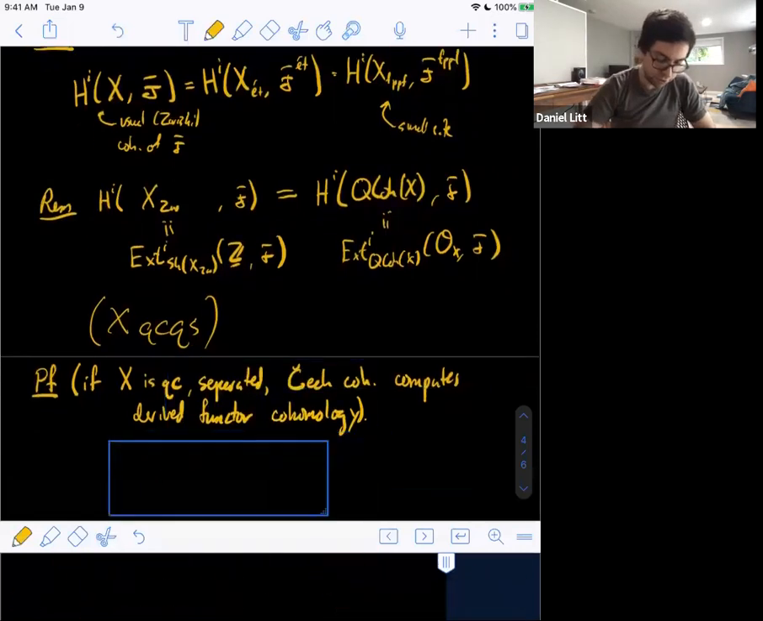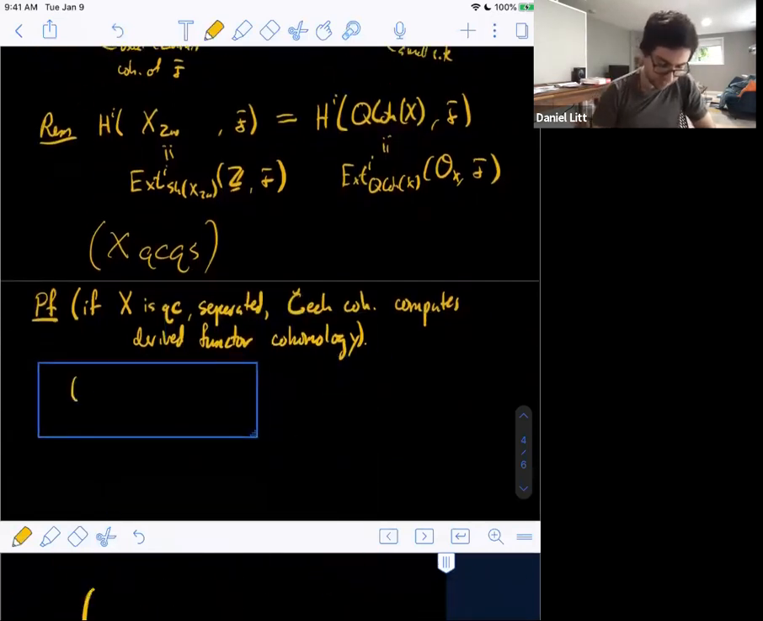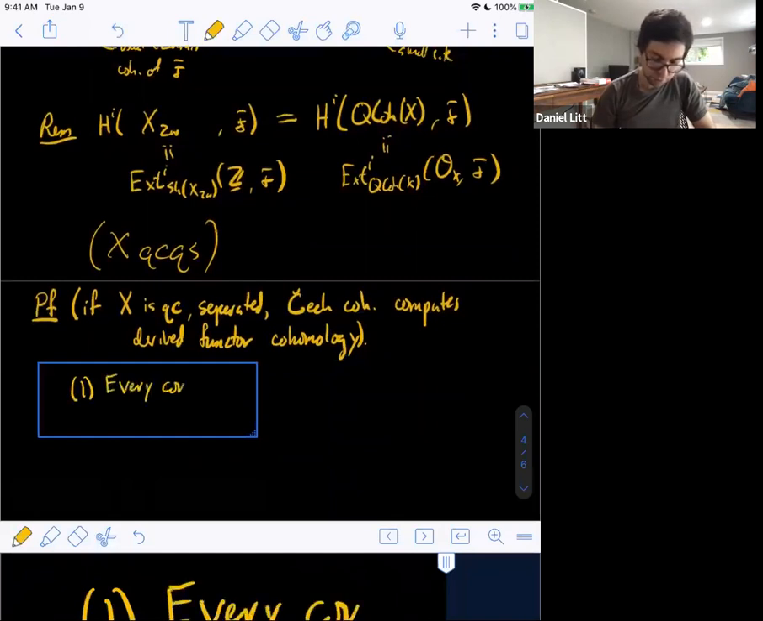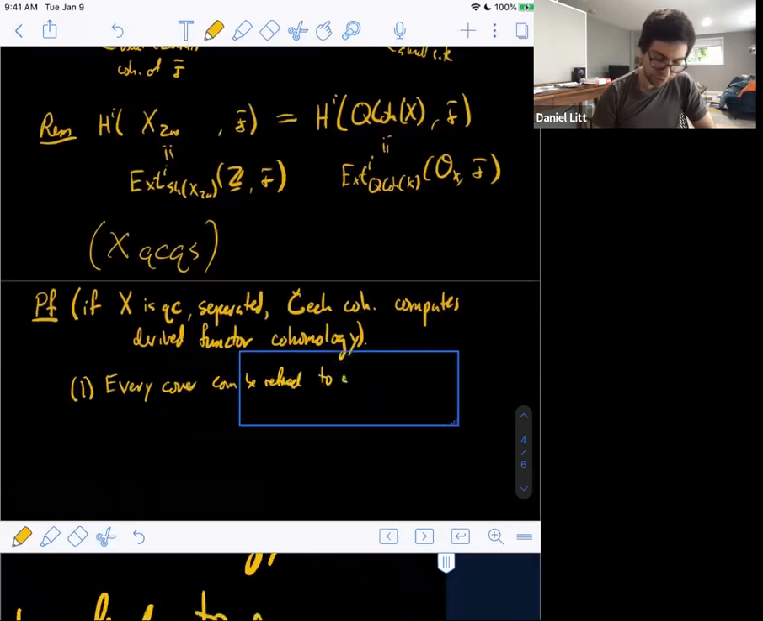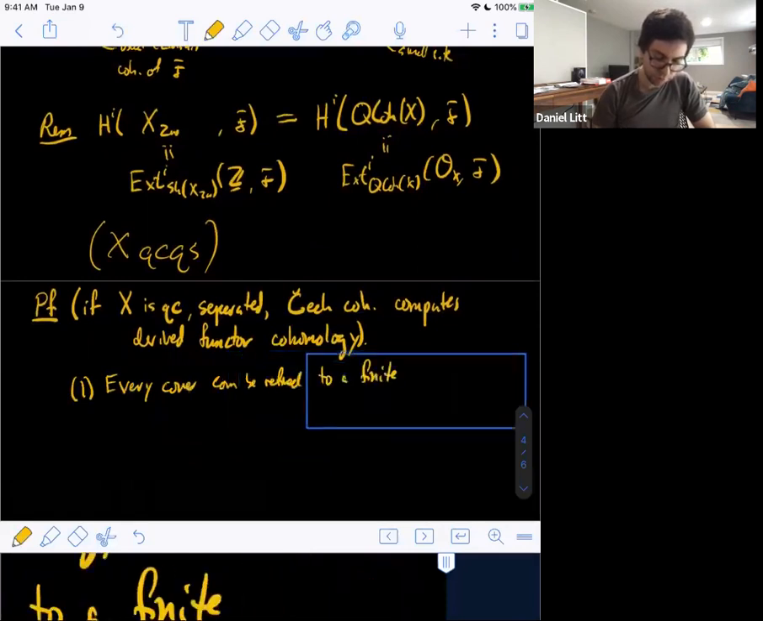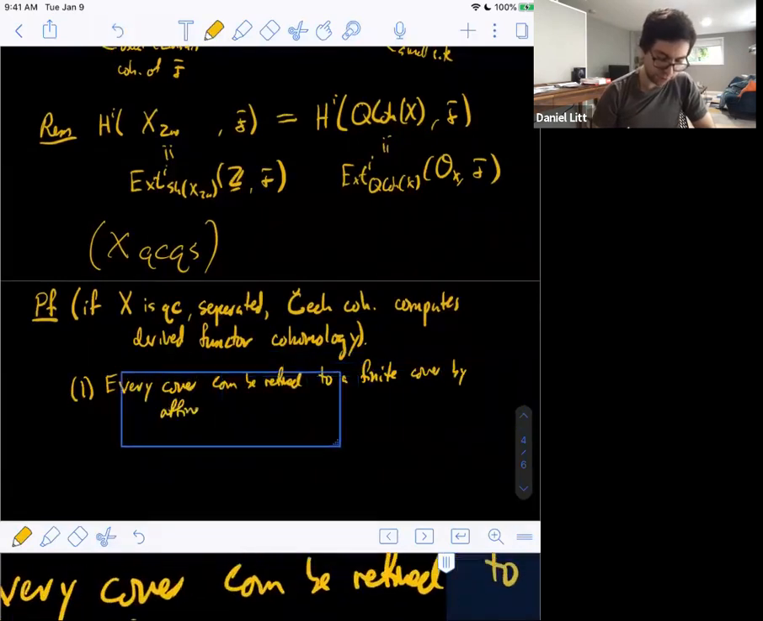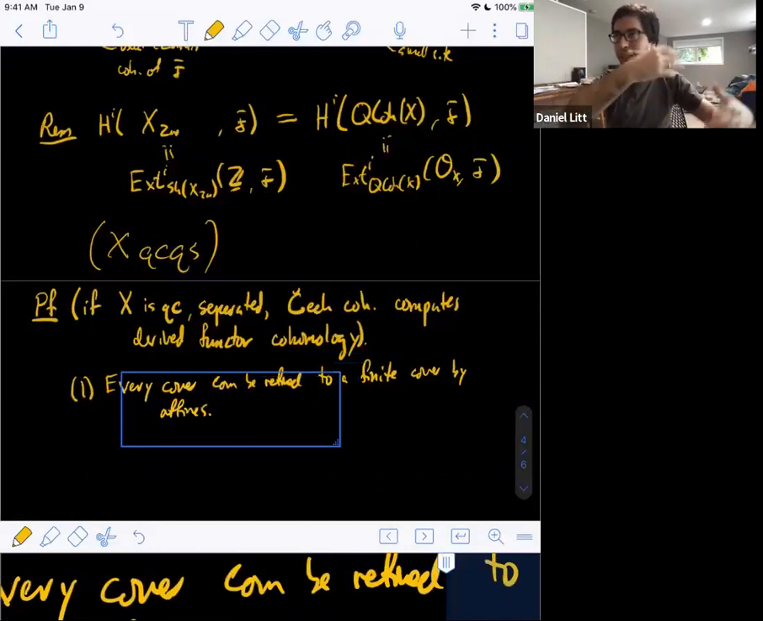Okay, so let's prove it. So first of all, I claim every cover can be refined to a finite cover by affines. And this already uses quasi-compactness. So this is not so hard. So take a cover and then break up the pieces showing up in the cover into affines, and then you get a finite cover by quasi-compactness.